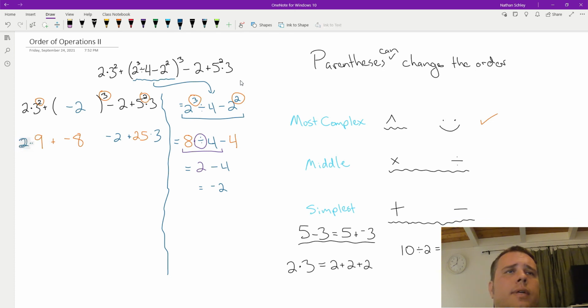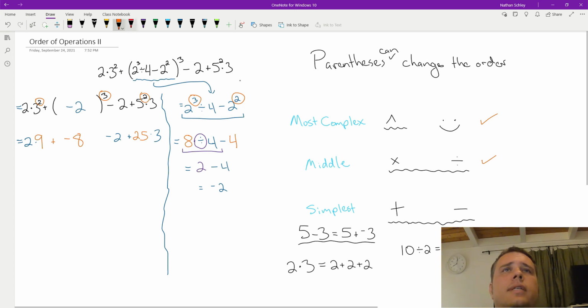Move that over a little bit and put an equal sign there. Okay, great. So that original expression is equal to this. I just put in a -2, simplified some terms by starting at the most complex level, and now we're going to do the middle level.